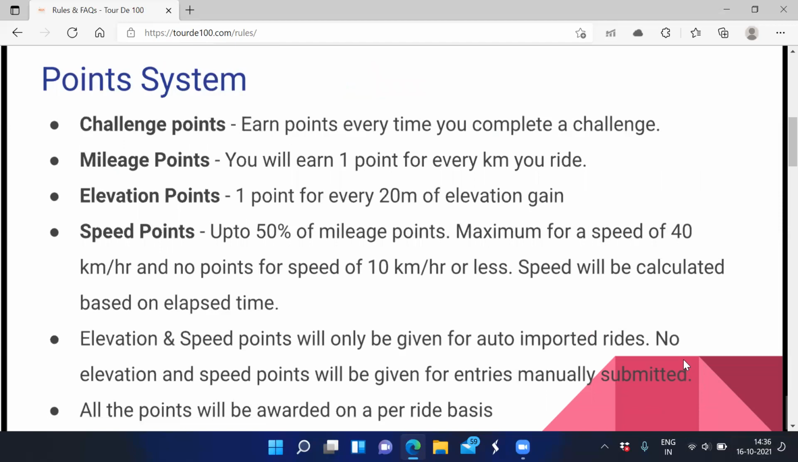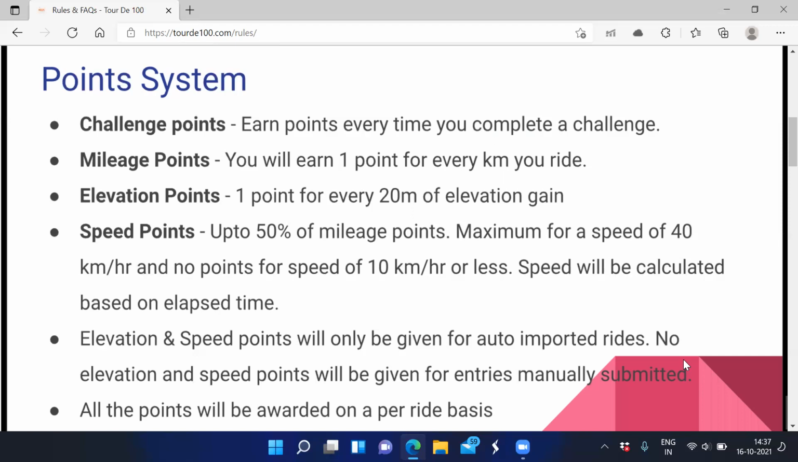Okay, now point system. How will you earn the points? Okay, challenge points, earn points every time you complete a challenge. Okay, then mileage points, you'll gain 1 point for every kilometer you ride. Okay, then elevation point, 1 point for every 20 meters of elevation gain. Okay, then speed point, up to 50% of mileage points maximum for a speed of 40 kilometers, and no points for a speed of 10 kilometers or less than that. Okay, and the speed will be based on the time elapsed.